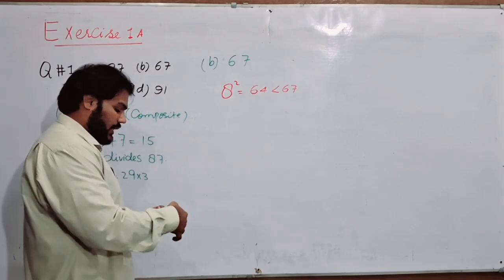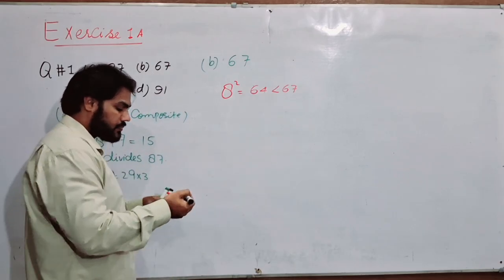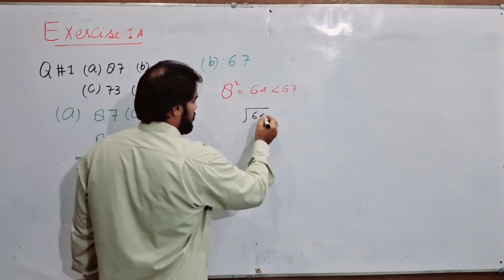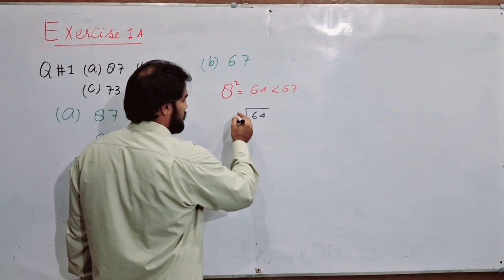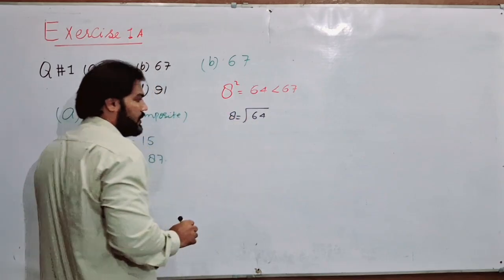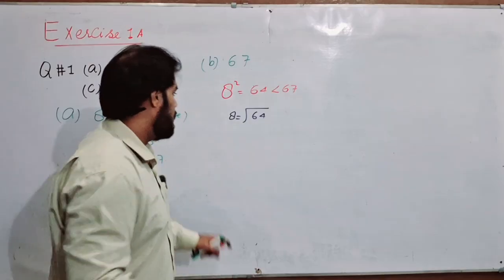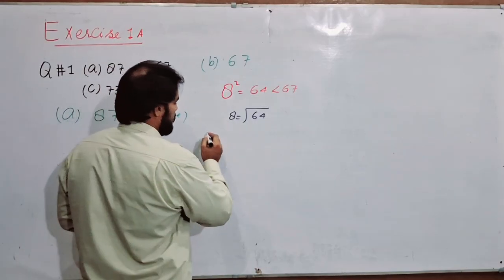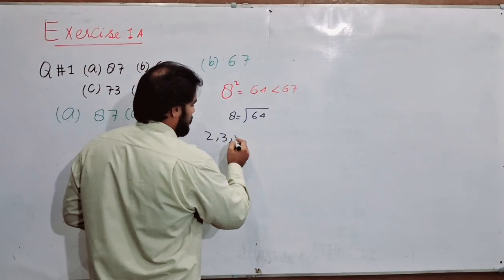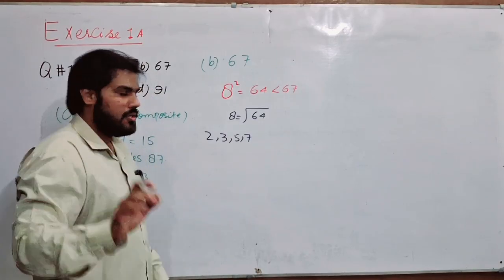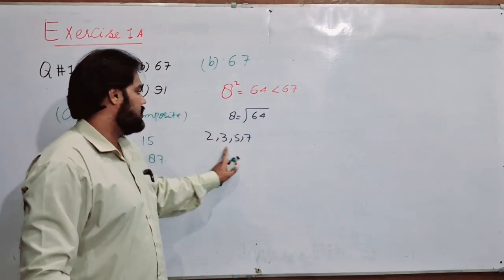Now the primarity test says we will take the square root of 67. This is approximately 8. Now we find all the prime numbers which are less than or equal to 8. All the prime numbers which are less than or equal to 8 are 2, 3, 5, 7. This is very simple. Now you have to check only the divisibility of 67 for these 4 numbers.